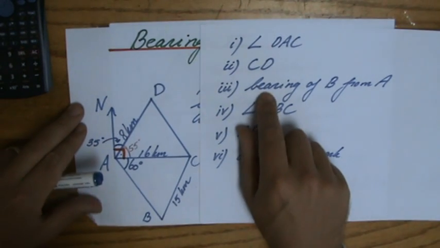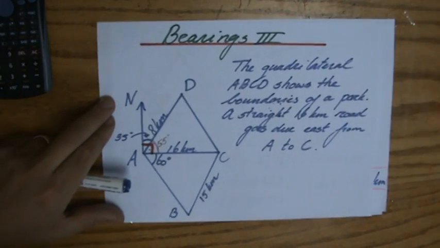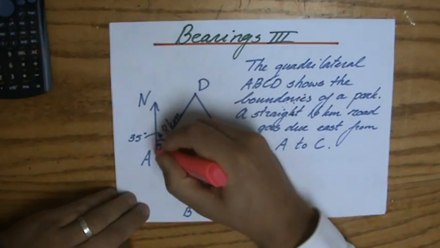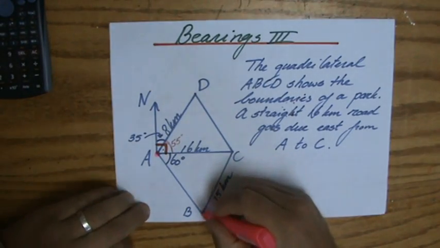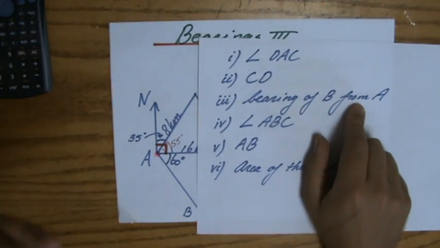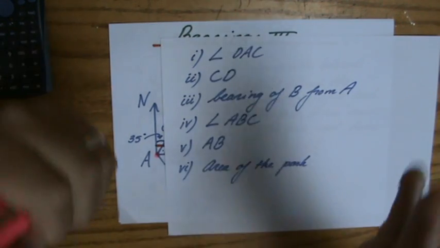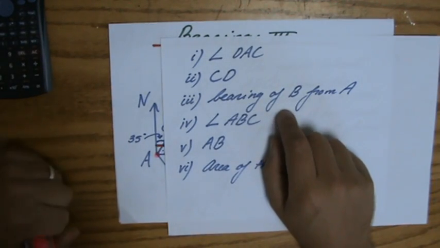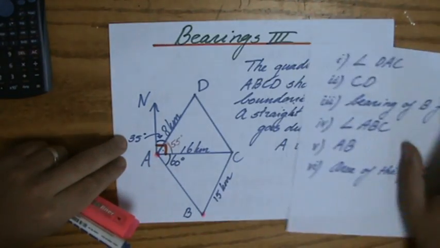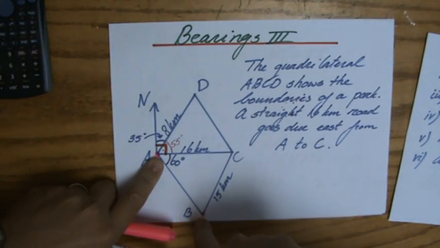They ask me now the bearing of B from A. What does that mean? Let's have a look at the situation. Where's A? A is here. And where's B? B is there. If they ask you the bearing of B from A, it means if you're standing on this ship at point A, in which direction do you have to look to see B? So I'm standing here at A, and what is the bearing for me to see B?